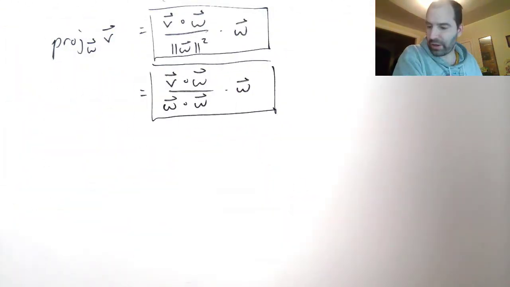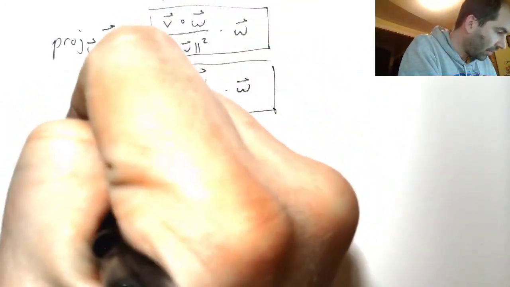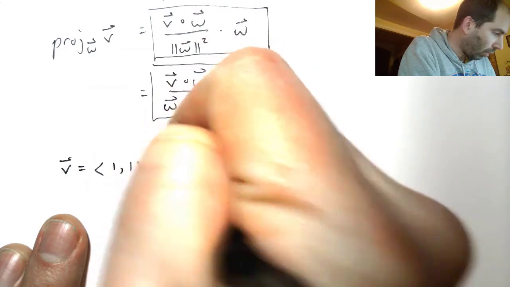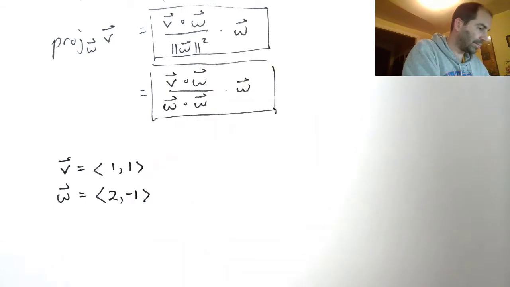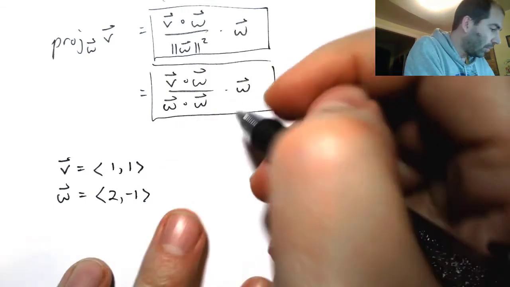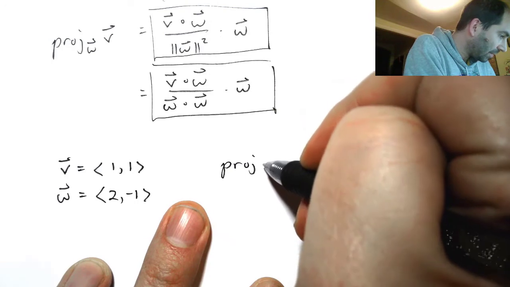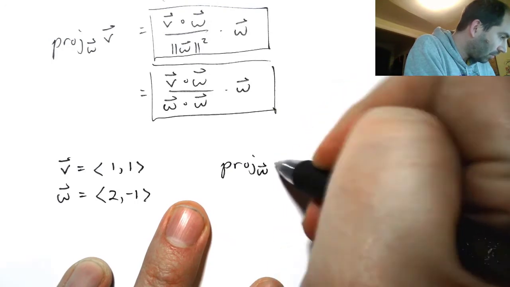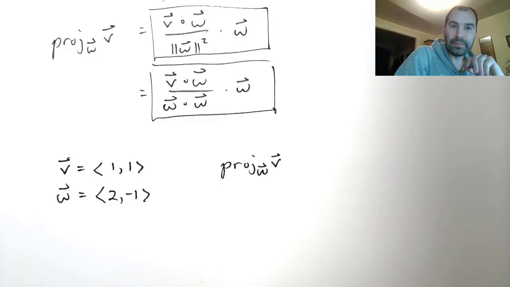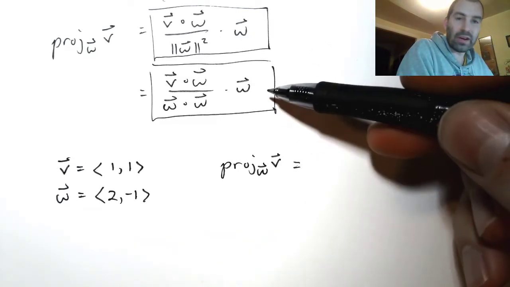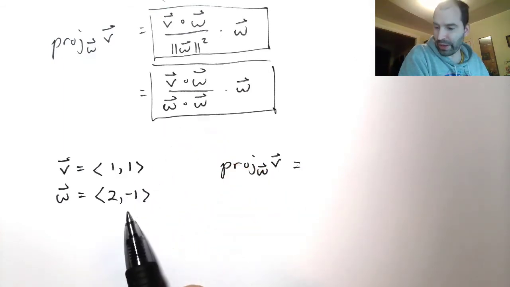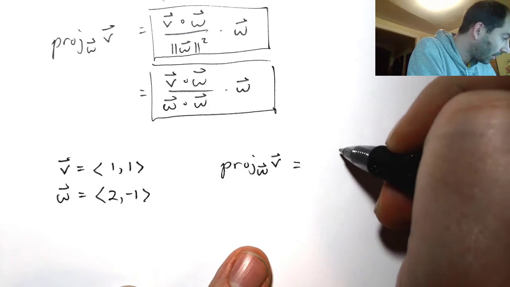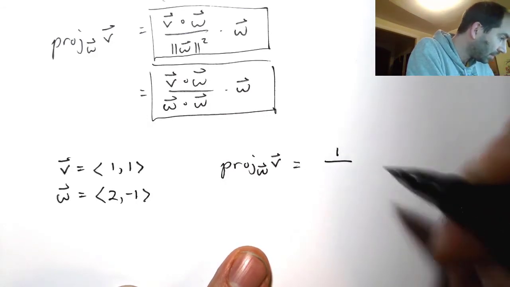So here's our formula we're going to use. Let's use those vectors we had before. Let's say v is the vector 1, 1, and w is the vector 2, negative 1. Okay, and let's compute the projection of v onto w. Okay, well, let's use my favorite version of the formula, this one. I'm going to take v dot w, so let's take their dot products, and we actually did this earlier in the video. We got 1, all right, so v dot w is 1.